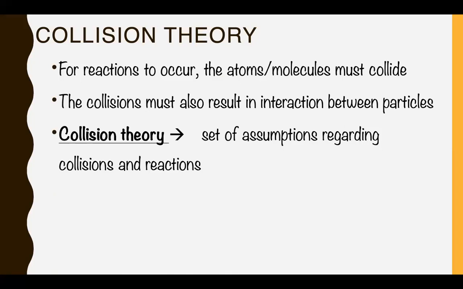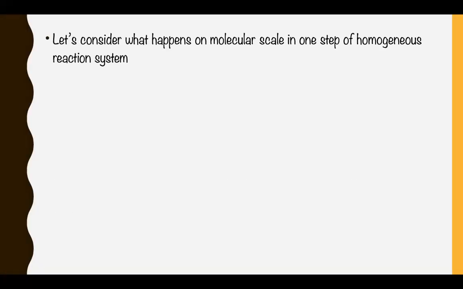So collision theory is a set of assumptions regarding collisions and reactions. And it's a lot easier than the kinetic molecular theory, which is how we started off this year, talking about the 5 assumptions of an ideal gas. Collision theory, there's only 2 requirements. So let's consider what happens on a molecular scale in one step of a homogeneous reaction system.